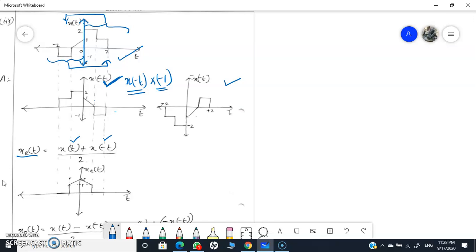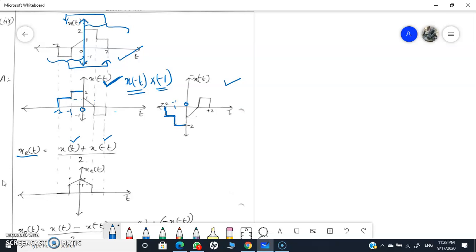So here, you will be having an amplitude 1 from minus 2 to minus 1, and an amplitude 2 from minus 1 to 0. So if you are multiplying it with minus 1, then I will be getting minus 1 as amplitude from minus 2 to minus 1, and from minus 1 to 0 I will be getting minus 2 as amplitude. So I will be getting a signal like this.